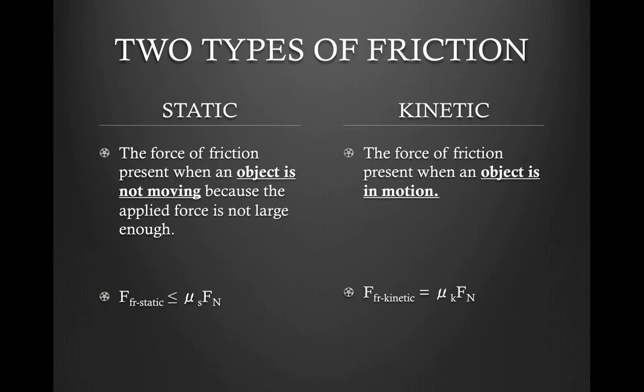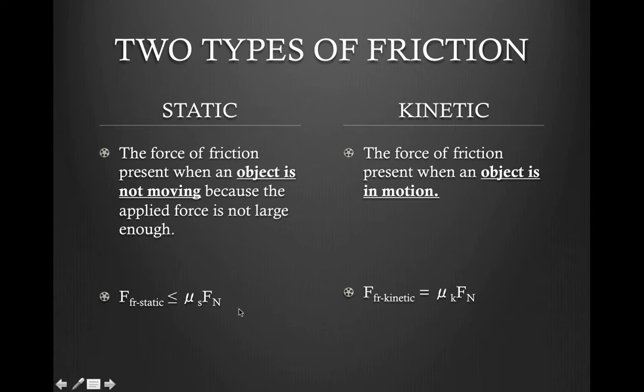There's two types of friction. The first is static. Static friction is the force of friction present when an object is not moving because the applied force is not large enough. Kinetic friction, on the other hand, is the force of friction present when an object is in motion. You've probably experienced the difference between these two whenever you've tried to push a heavy box across the floor and you've thought to yourself, if I could just get this box moving, it would be much easier to push. And that thought really comes down to the first form of friction, static friction.